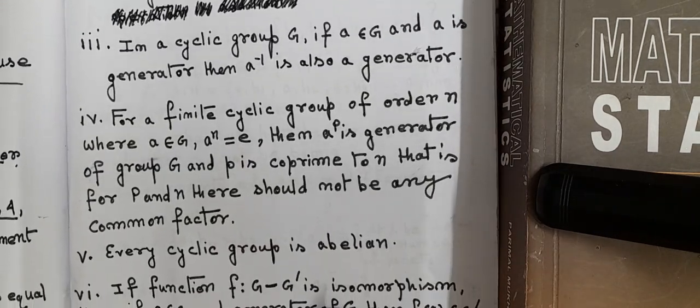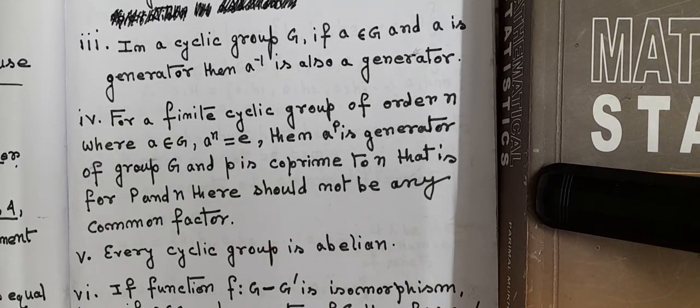Now point 4. For a finite cyclic group of order n, where a belongs to G and a to the power n equals e, the identity element, then a to the power p is a generator of group G if p is co-prime to n. What is co-prime? Co-prime means that for p and n there should not be any common factor.